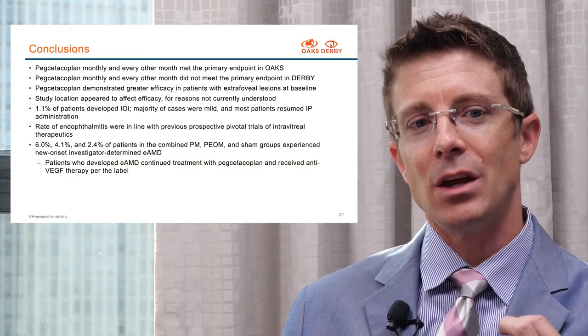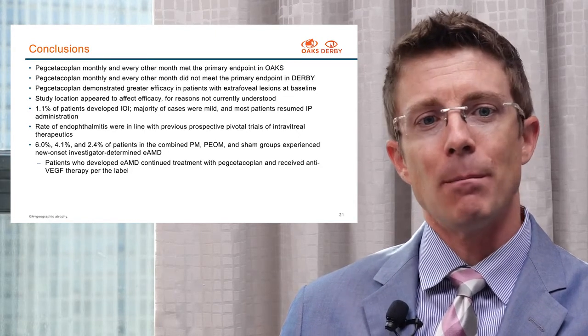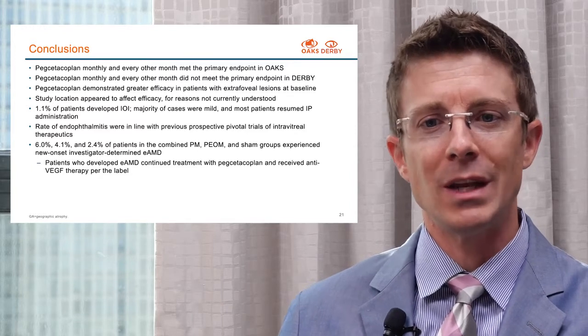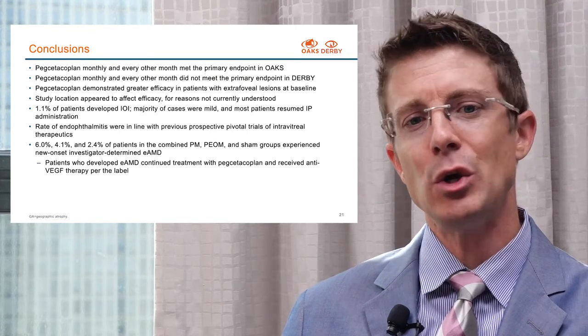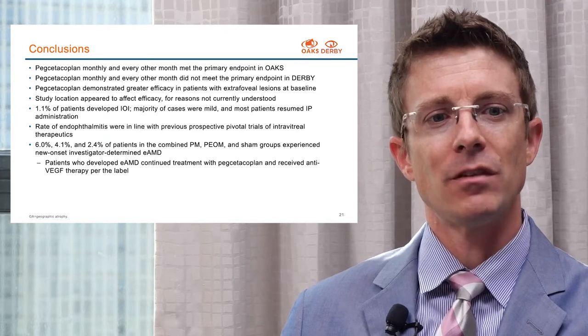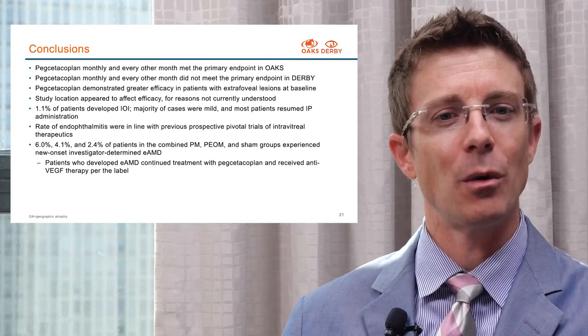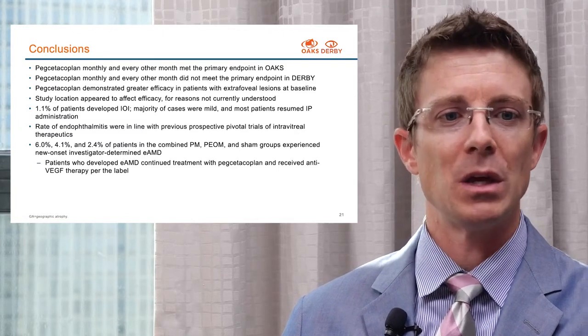So in conclusion, we've gone through a lot of data here. We're really excited to see phase 3 results of a drug in geographic atrophy, obviously a disease that right now we don't have any treatments for. What we can conclude is that pegcetacoplan delivered monthly and every other month met the primary endpoint in the OAKS study. Monthly and every other month delivery of pegcetacoplan in the DERBY study did not meet a primary endpoint. Pegcetacoplan demonstrated greater efficacy in patients with extrafoveal lesions at baseline. And study location, either United States or international, appeared to affect efficacy, and the reasons for this are not currently understood and are being investigated.